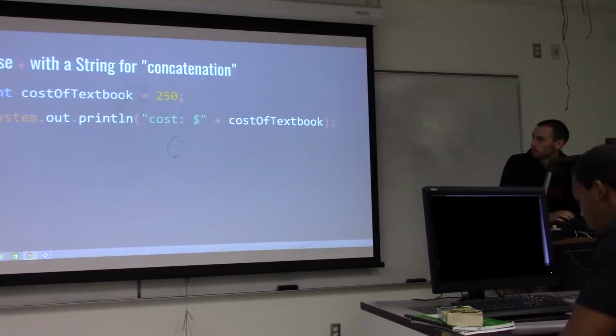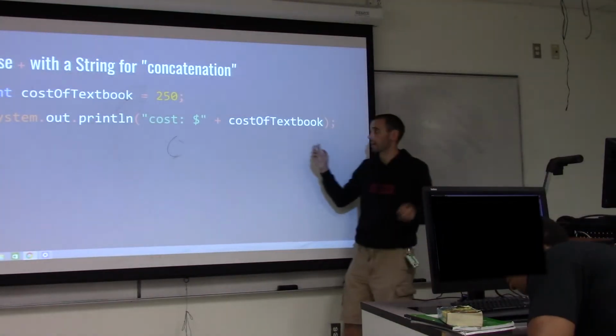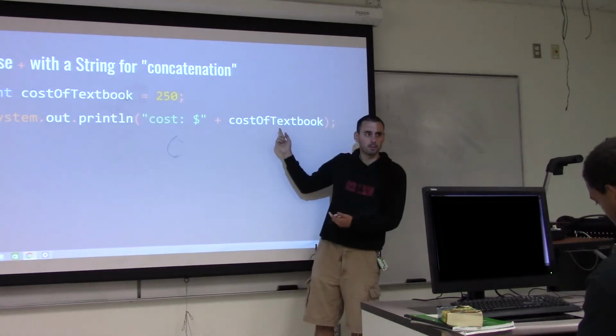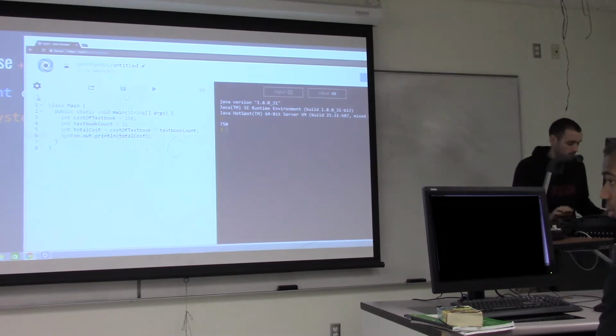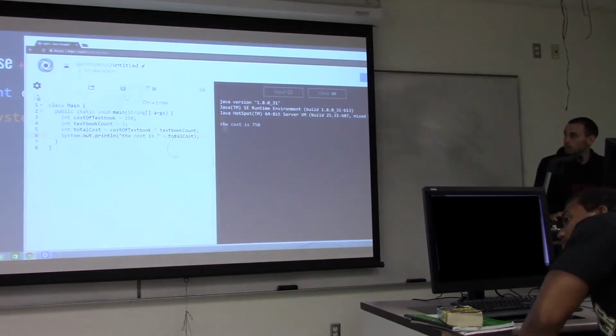Proof, it works. You can also use the plus operator. We call this concatenating a string with an integer variable. And you can do this with strings and ints together. They don't need to be inside of variables. You can change this to say "is" plus the total cost together, 750.